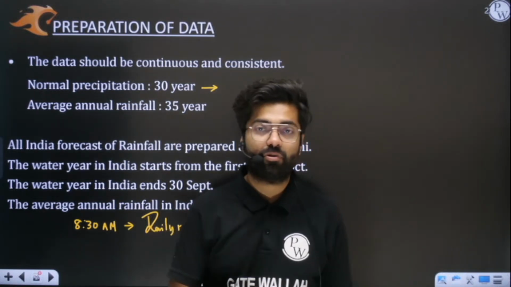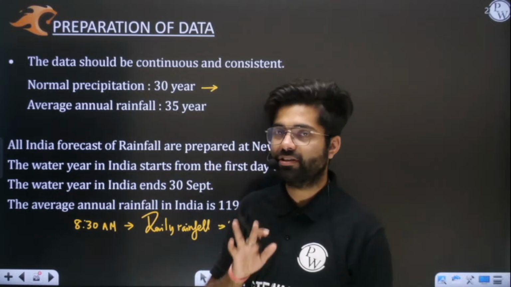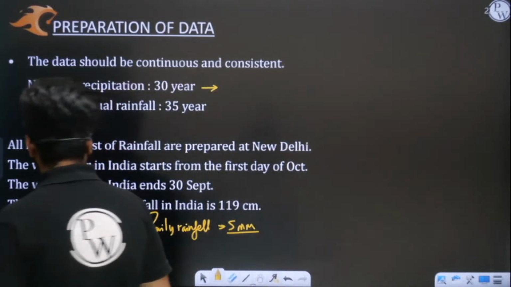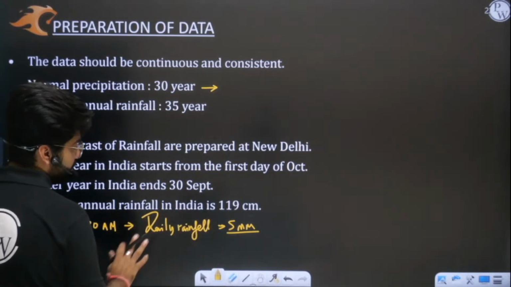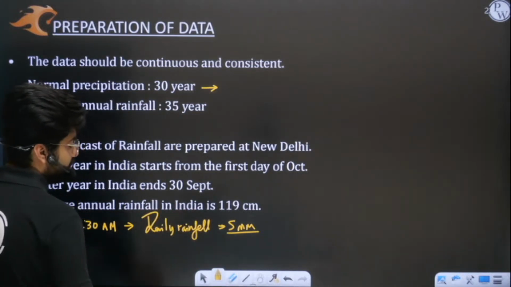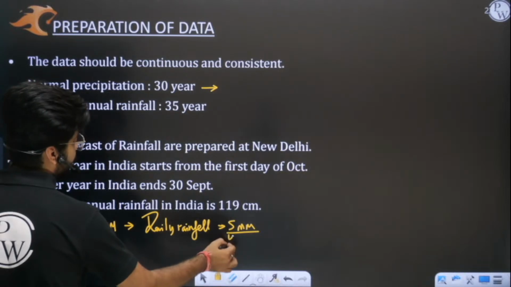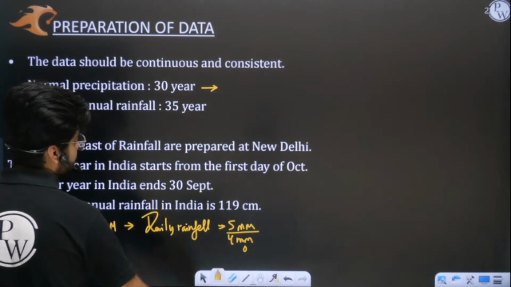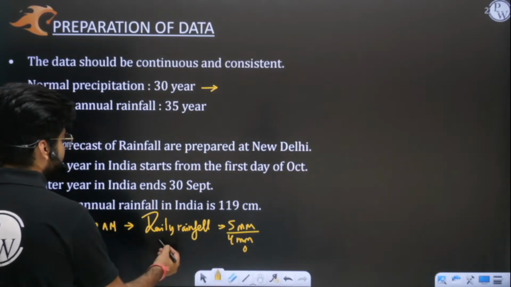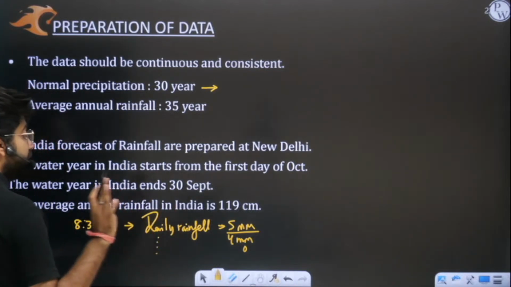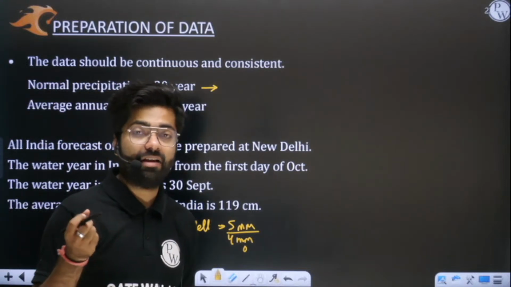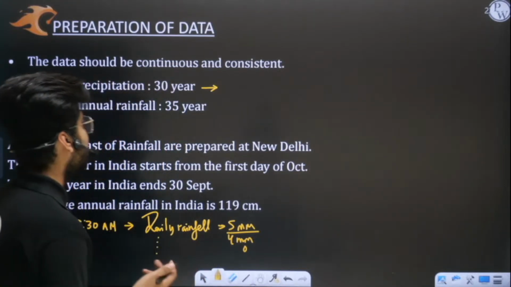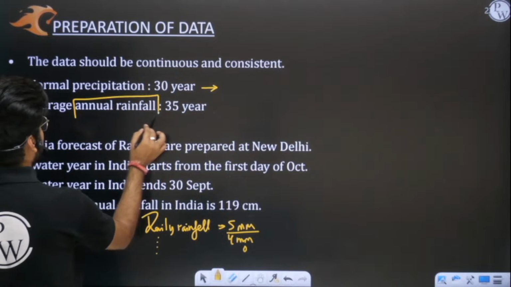This concept is very, very important: average annual rainfall and normal precipitation. So listen very carefully. We measure daily rainfall. Imagine on 1st January we measure 5 mm. On 2nd January, let us say we have 4 mm. On 3rd January, let us say no rainfall, and so on. If you collect daily rainfall and sum it up for the entire year, then we will have yearly rainfall, the annual rainfall.